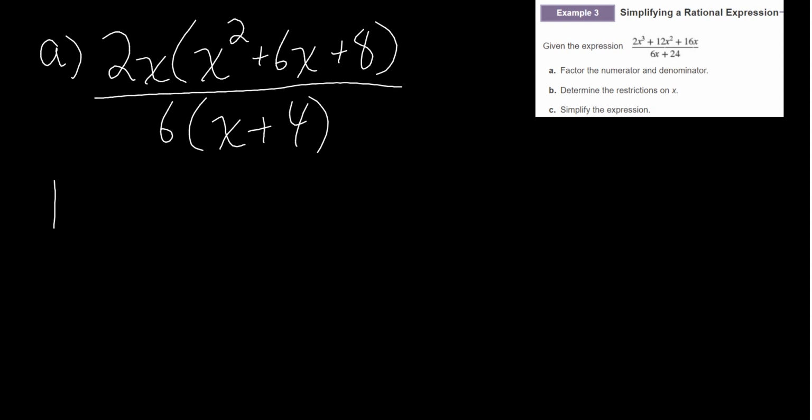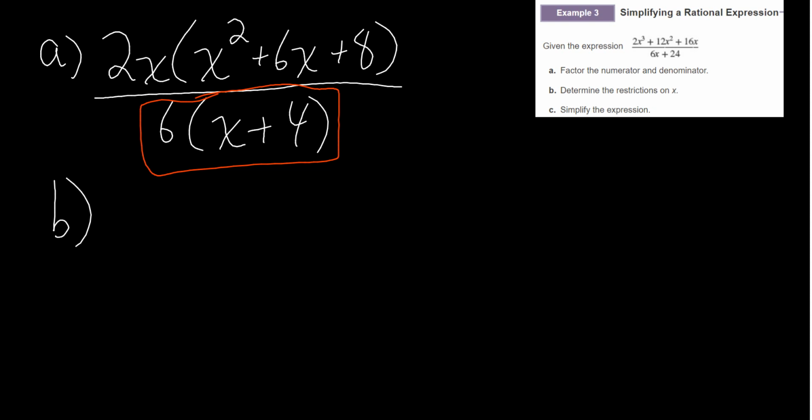All right, next up, B, determine the restriction on x. What that means is, what can my x value not be? Okay, well, in this particular case, all I have to do is look at my denominator, because my numerator can be anything it wants to be. My numerator can be 1, true, but it can also be 0. My denominator cannot be 0. 100% of the time, it cannot be 0. We cannot divide by 0.